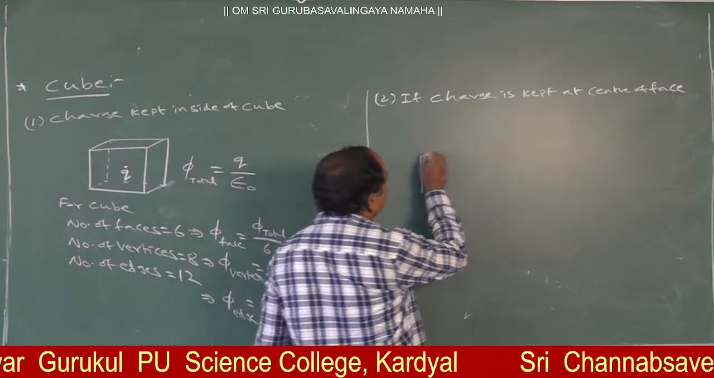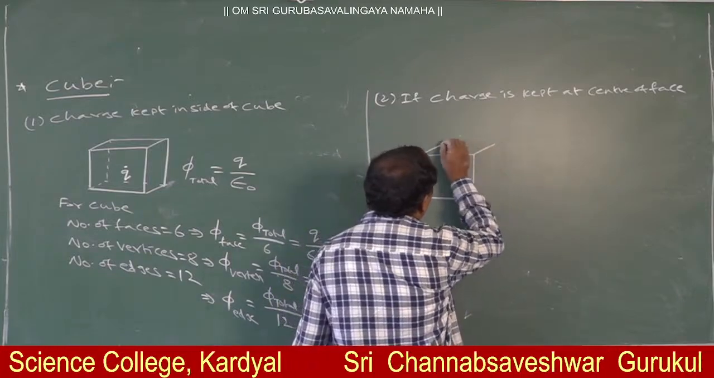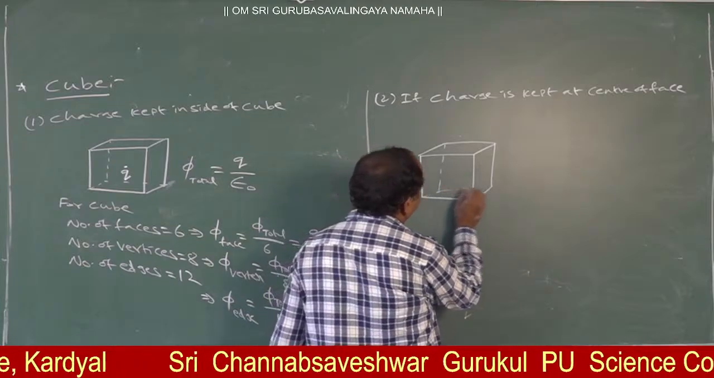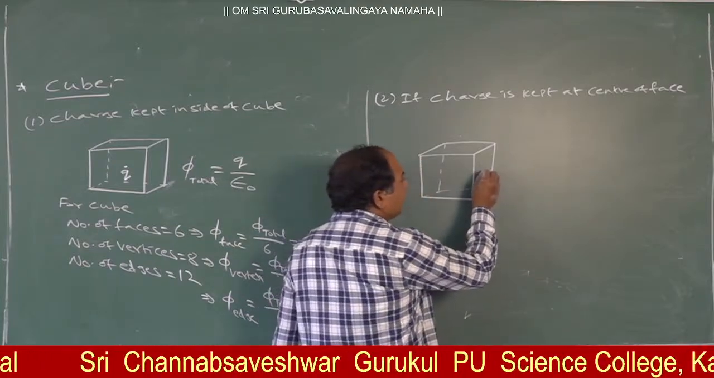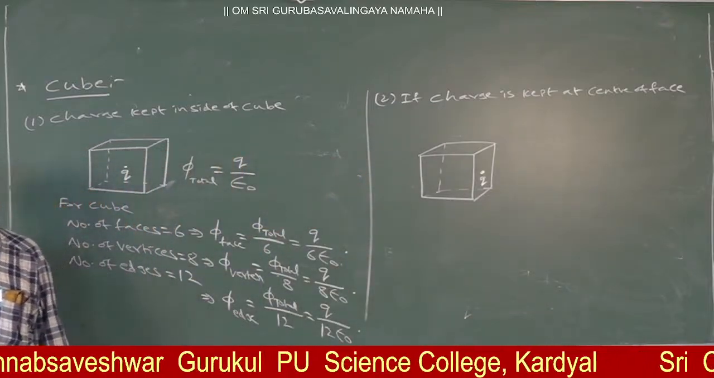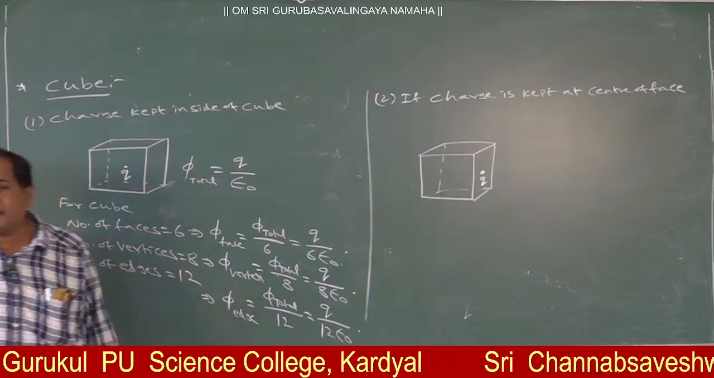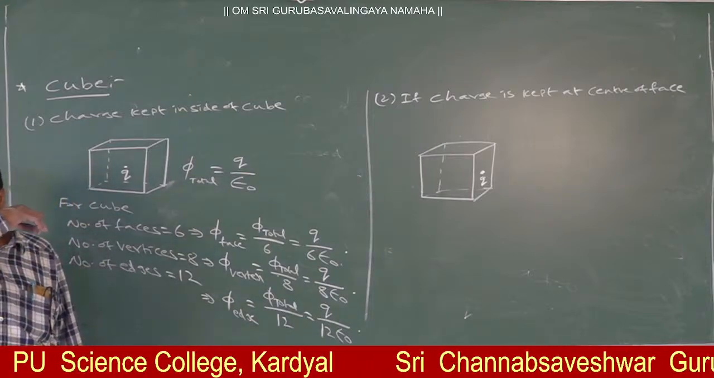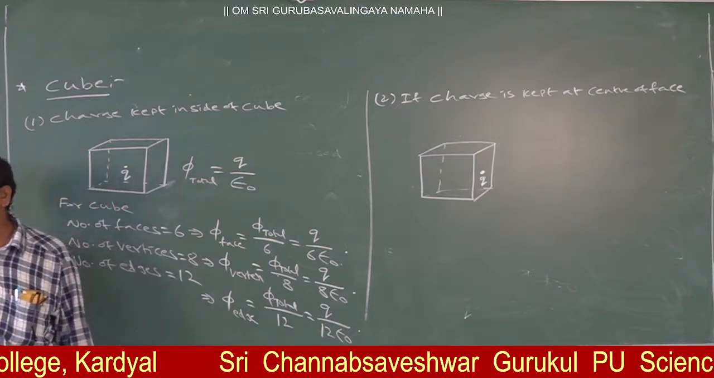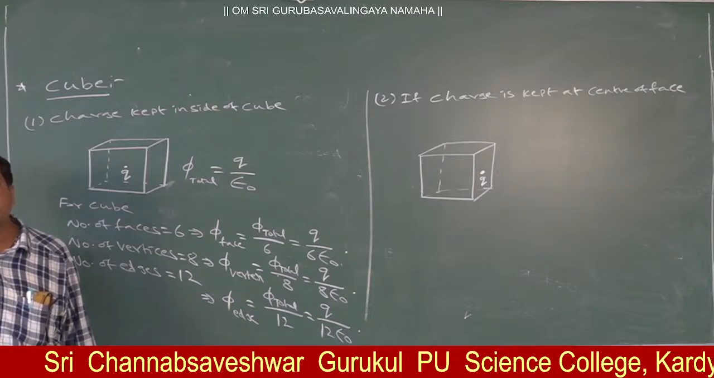Like earlier, now also consider a cube. Now here I kept a charge. Now try to tell, are we able to apply Gauss law here? What is the Gauss law definition? The total flux is equal to 1 by epsilon naught times the charge enclosed in the surface.